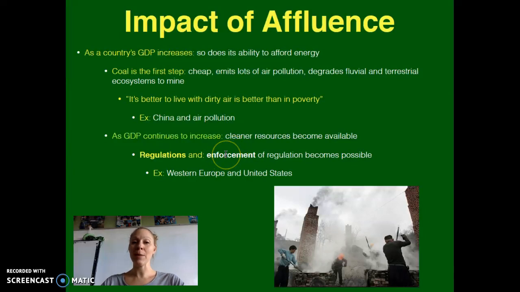So you need to be able to pay people and companies and organizations to enforce the regulations that have been created. And there's a lot of places where regulations are in place, but they are not enforced, and so therefore pollution and unsustainable practices are maintained. But where they are seeing success is once again in Western Europe.